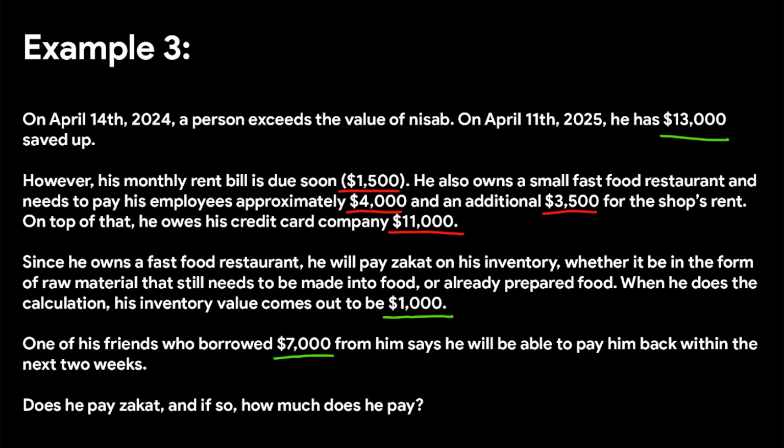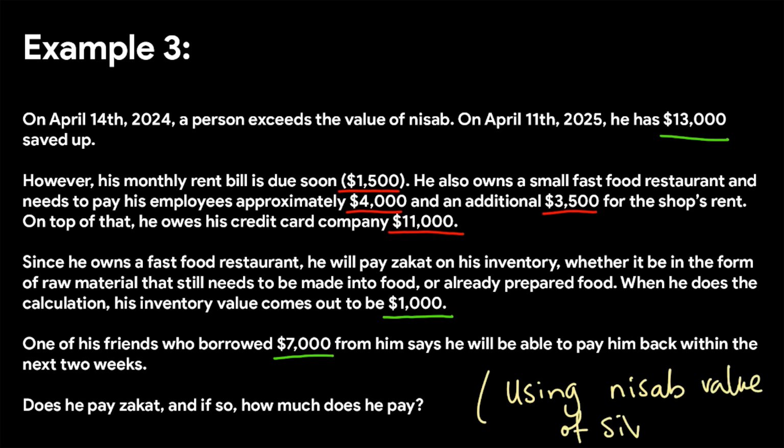So does he pay zakat? And if so, how much does he pay? And I want you to solve this using the Nisab value of silver. So again, I think it was 970 Canadian dollars. So if his assets minus liabilities is greater than this, then he must pay zakat. If not, he doesn't pay. And if he does pay zakat, how much does he pay?